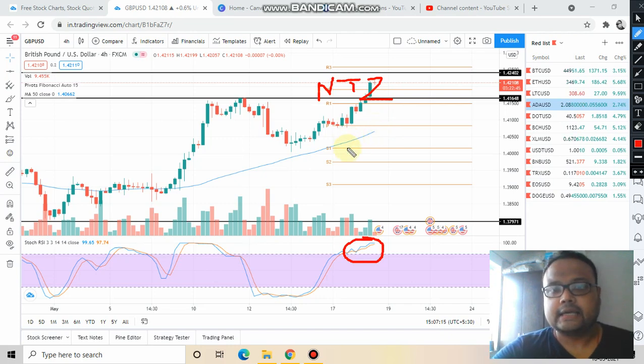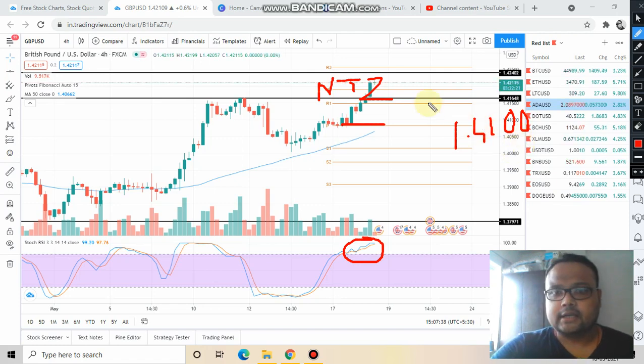The market will come down to take rest, and let's see where it comes to take rest. In case it comes down to the 50 moving average, that will be the sweetest spot to go for a buy order, because the market is in an uptrend overall. On the other hand, if the market takes support at this particular low level, around the 1.4100 level, that can also be a good spot to go for a buy order.